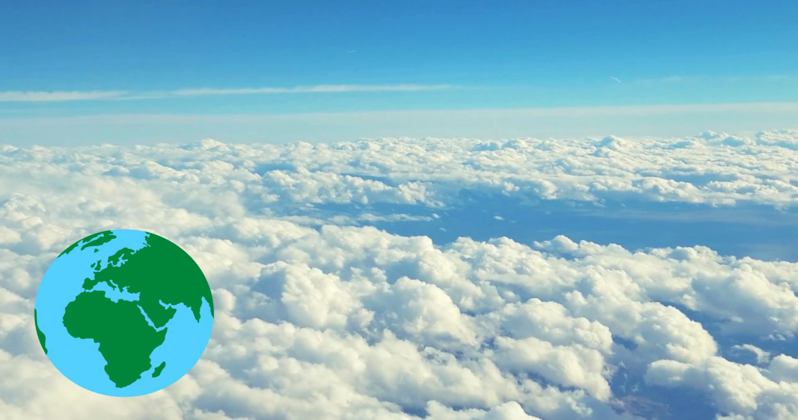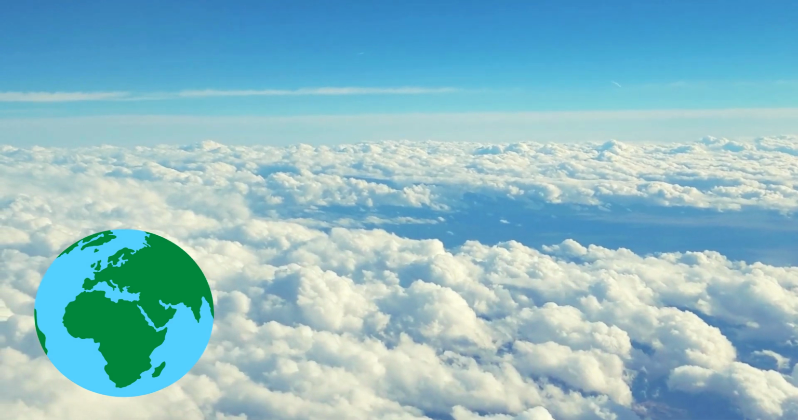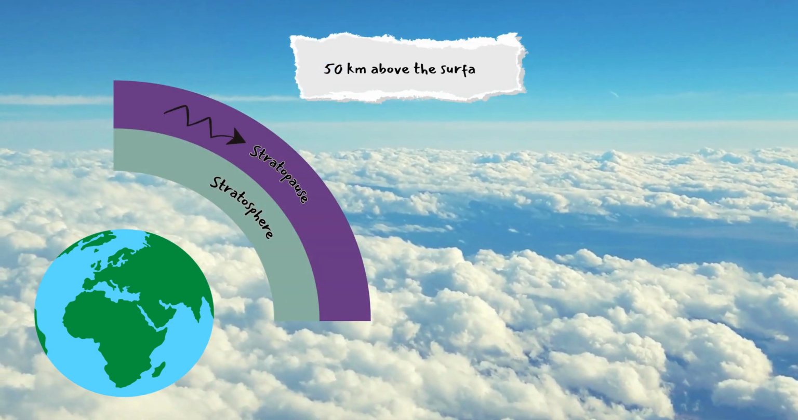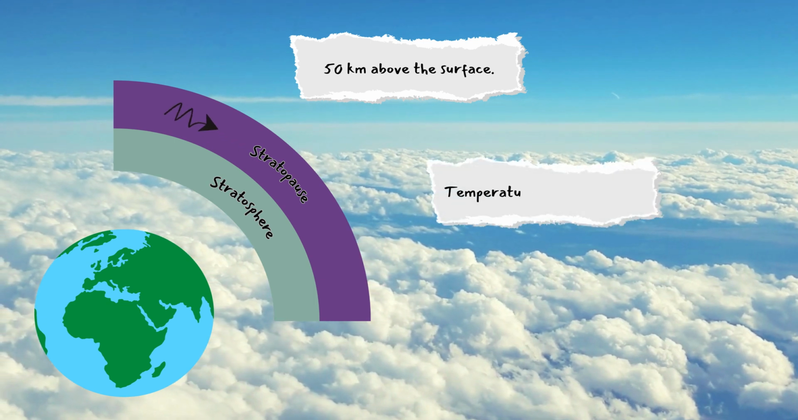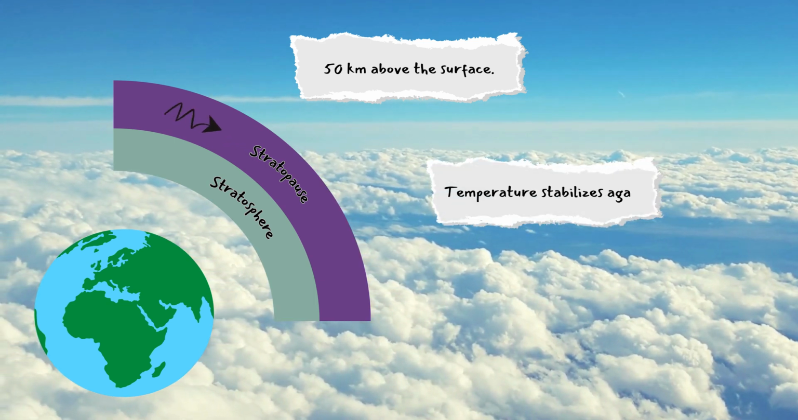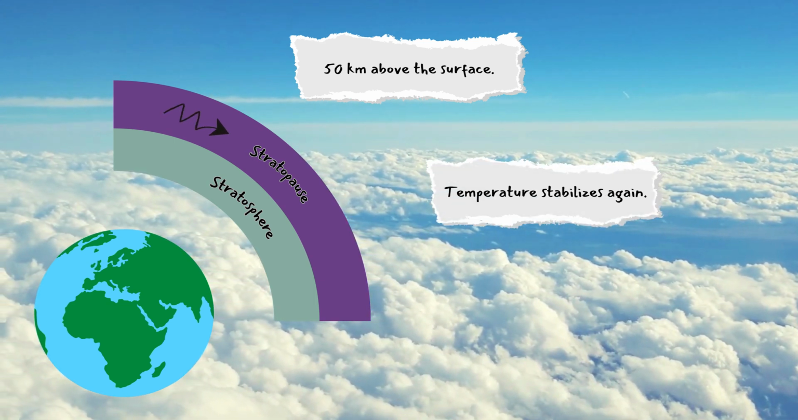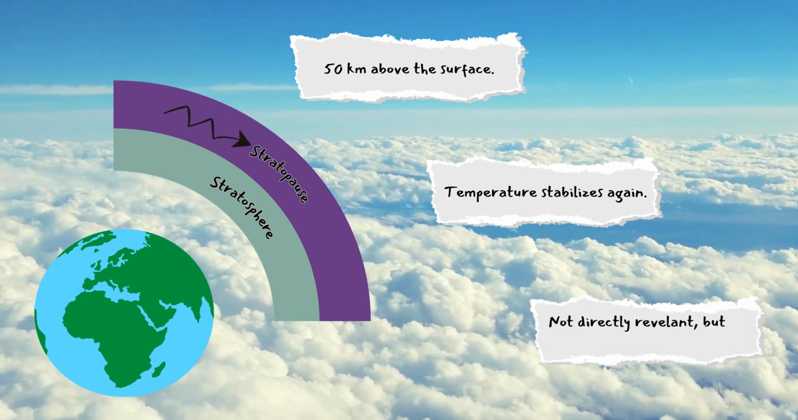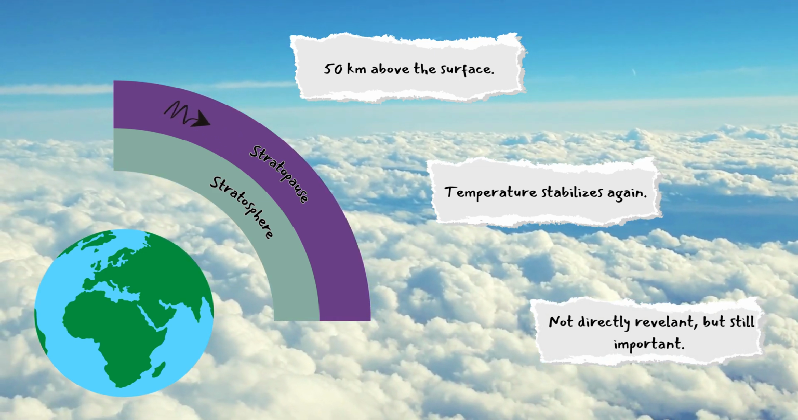At the top of the stratosphere, we find the Stratopause, located at around 50 kilometers above the Earth's surface. Here, the temperature stabilizes again, marking the transition to the next atmospheric layer. While not directly relevant for typical flight operations, it's an important part of understanding the atmosphere's overall structure.